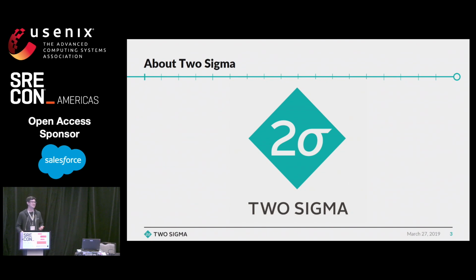What is 2 Sigma? 2 Sigma is a systematic investment manager that structures and analyzes the world's data, looking for new and better investment opportunities. Basically, this means that data fuels our business, and data pipelines are the means by which we transform and transport that data. That also explains our need for resiliency and reliability in our data pipelines.